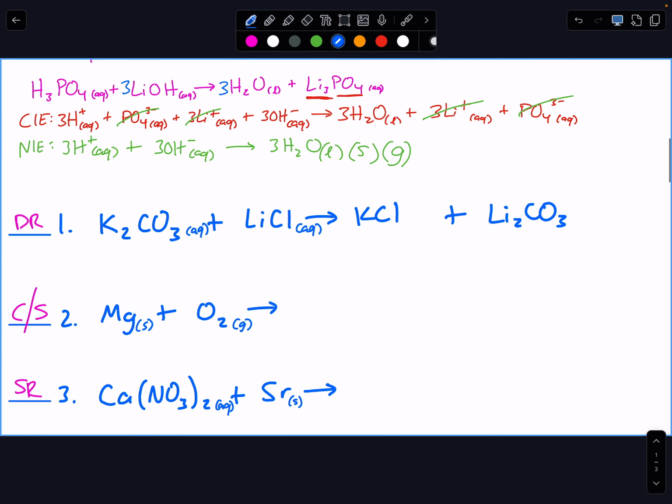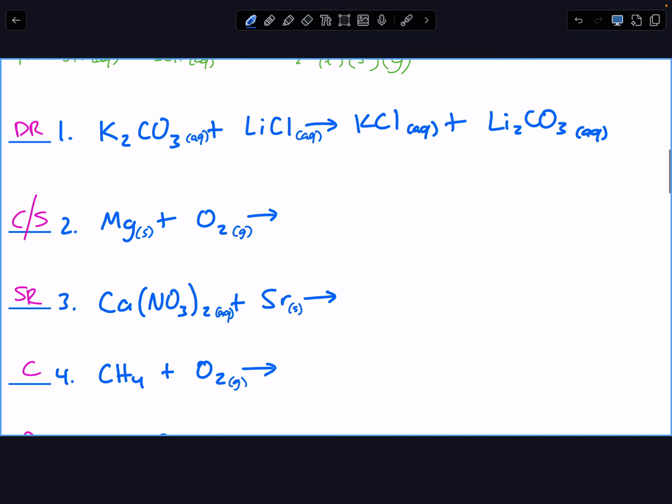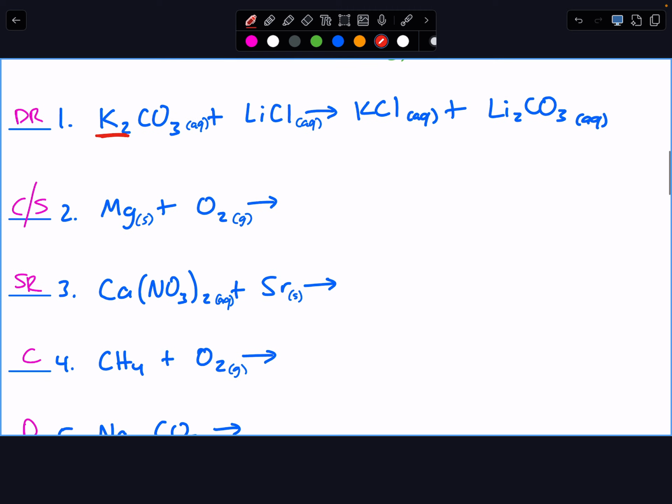I go back up to my table. Aqueous, aqueous. So you put the aqueous after every single compound or element, both reactants and products. Correct. Let's balance it. Okay, how many K on the left and on the right?